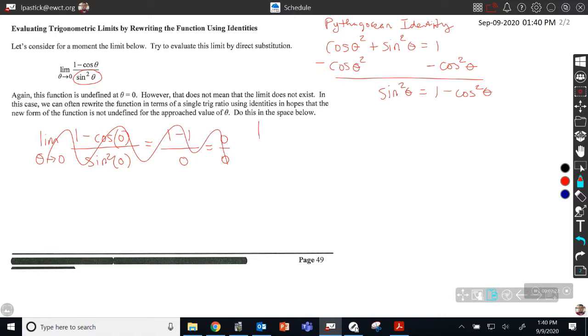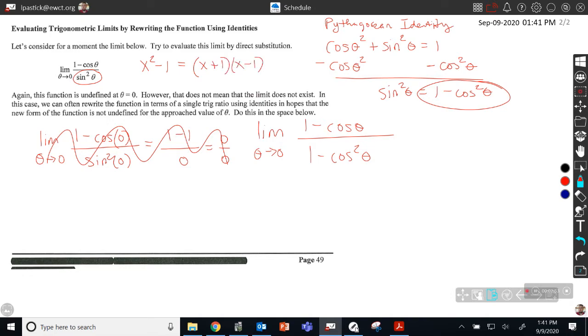So let's try again. We have the limit as theta approaches 0 of 1 minus cosine theta on top. And on the bottom we have sine squared theta, but we're now going to replace that with 1 minus cosine squared theta. So you got to go back to your factoring knowledge here. So if you remember something like x squared minus 1, how to factor that. You can do x plus 1, x minus 1, right? But you got the same kind of thing here, but it's a little bit backwards. It's 1 minus cosine squared, right?